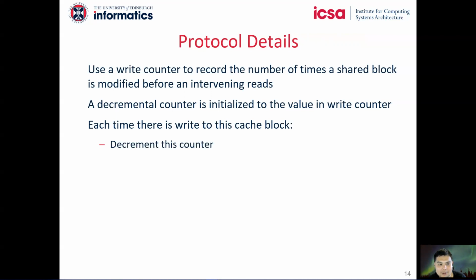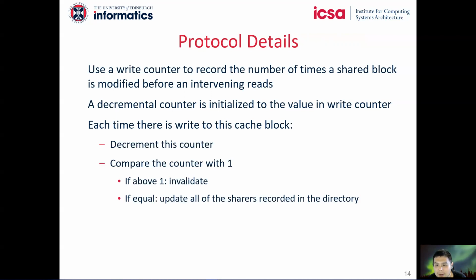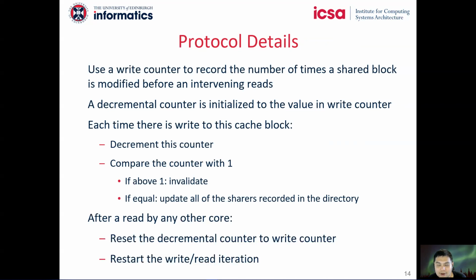And at the same time, we compare the value with 1. If it's above 1, we will perform the invalidate. And if it's equal to 1, we will send an update to all of the potential sharers which are recorded in the directory. So if there is a read and then a bunch of writes, we will reset the value in the decremental counter to the write counter. And this indicates a new write-read iteration.